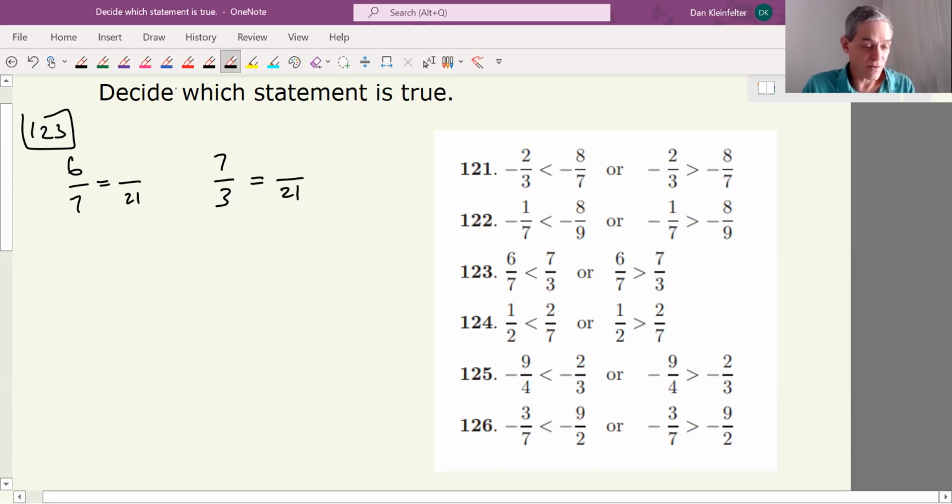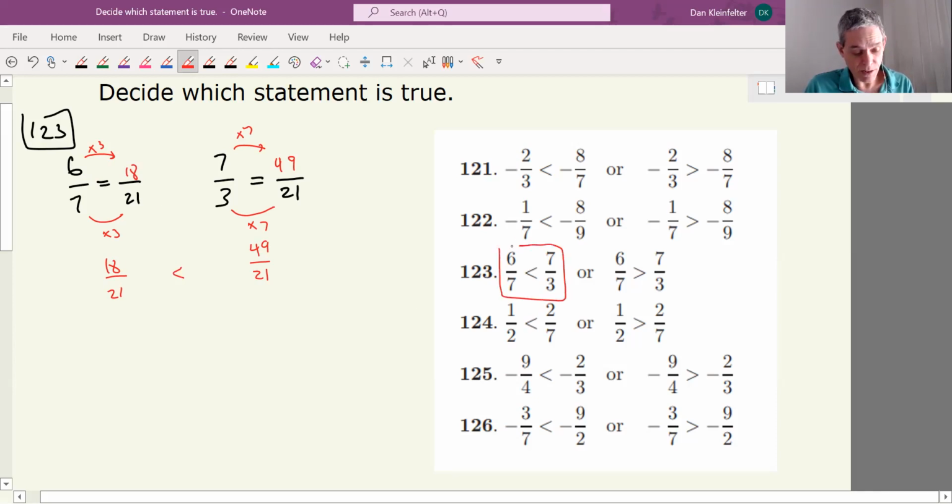Okay, so 7 divides into 21 3 times. 6 times 3 is 18. So our first fraction is 18/21. For 7/3, we're multiplying the numerator and denominator by 7. So we should have 49/21. Okay, this one was actually pretty much of a dumb question, and I'll tell you why here in a second. I worked us harder than we needed to, but in any case, we're finished there. The 6/7 is smaller. So that's the true one.